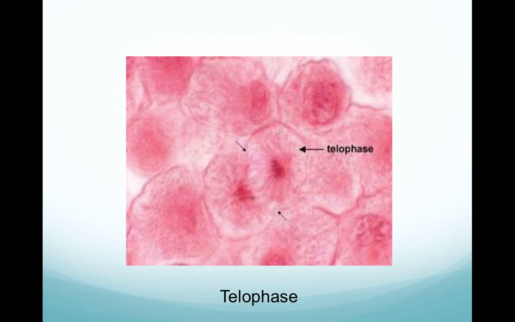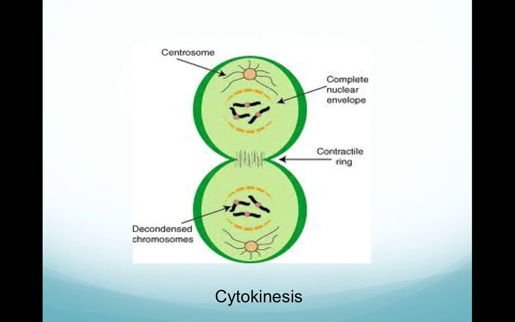This picture of animal cells shows telophase as well as the first part of the next process, which is cytokinesis. In cytokinesis in animal cells, a band of proteins encircles the cell at the equator and pinches it off, dividing the cytoplasm in half. Here's a sketch of cytokinesis in animal cells.